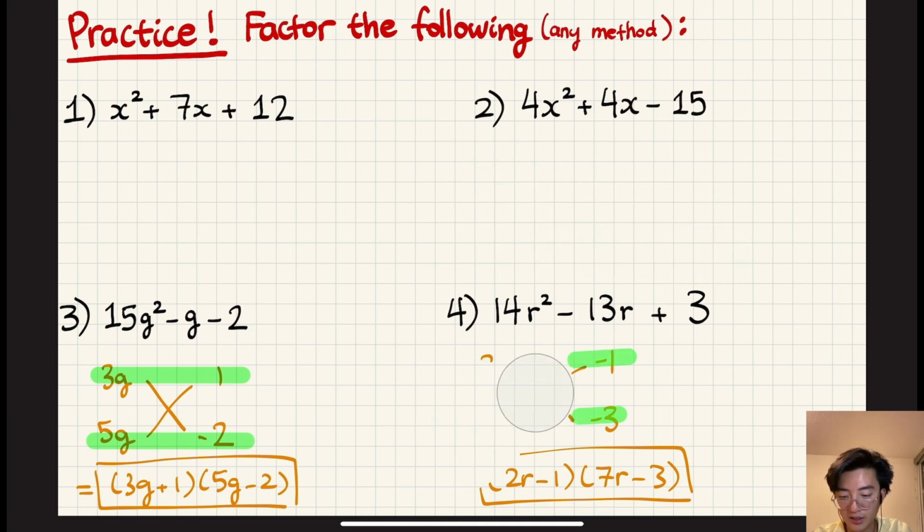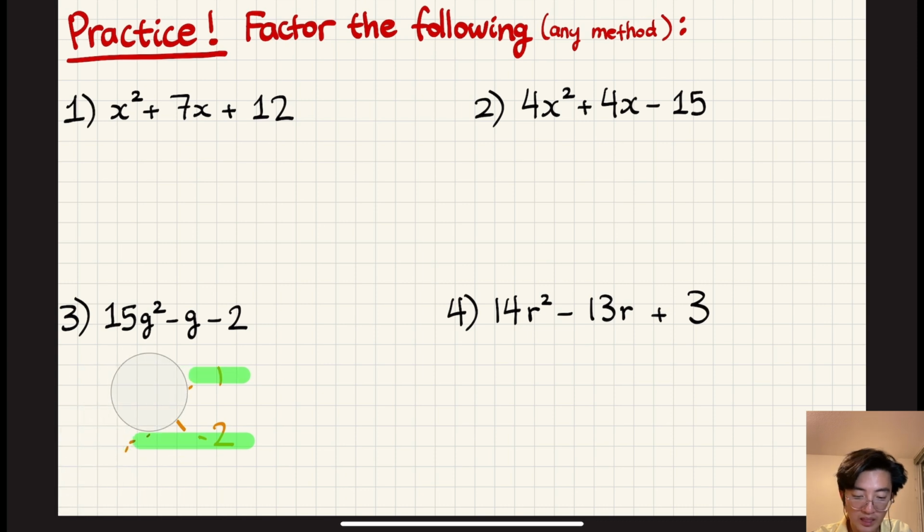So let's just erase all of this and pause the video here again with the same questions. Now let's try the decomposition method and see what you come up with.